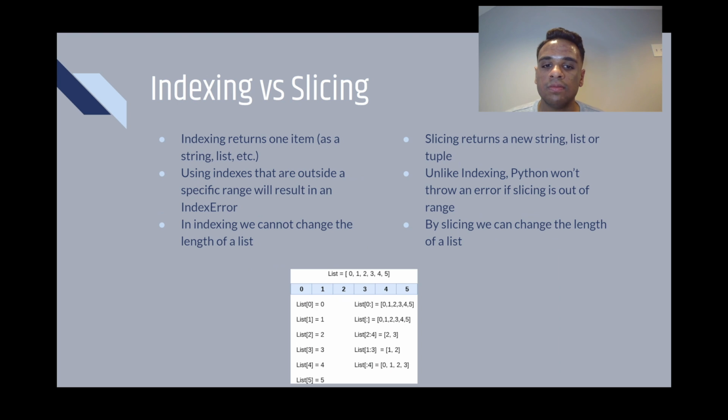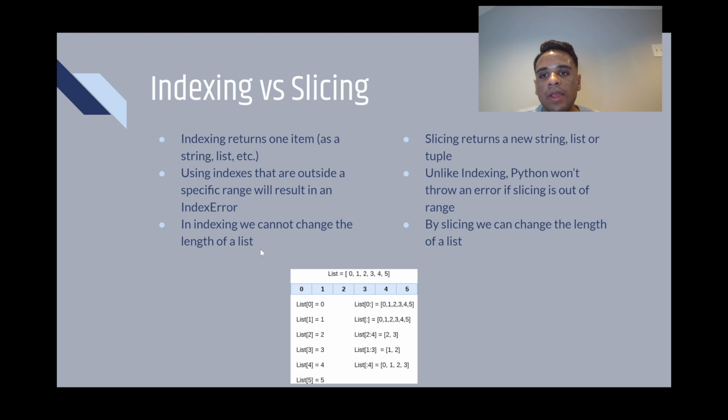Okay, so in the beginning, we were discussing indexing and slicing. Here's the main difference between indexing and slicing. Indexing returns one item, as a string or a list, while slicing returns a new string, and that could be associated with a list or a tuple.